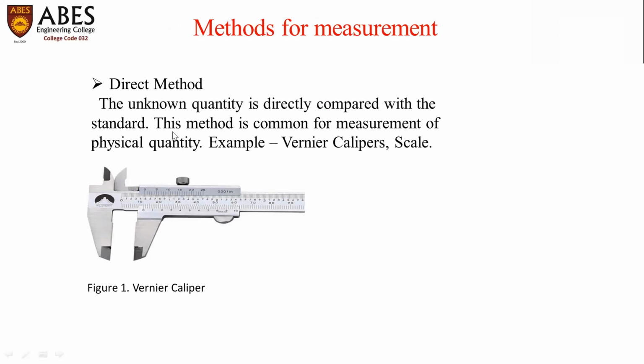Methods for the measurements are of different types. One is the direct method, the other is the indirect method. So what is the direct method? In the direct method, the unknown quantity is directly compared with some standard. This method is common for the measurement of physical quantities, like vernier calipers and scales used for the measurement. That means the direct method is where you directly take the instrument and do the measurement through it, right? So this is one of the methods through which we can do the measurement.